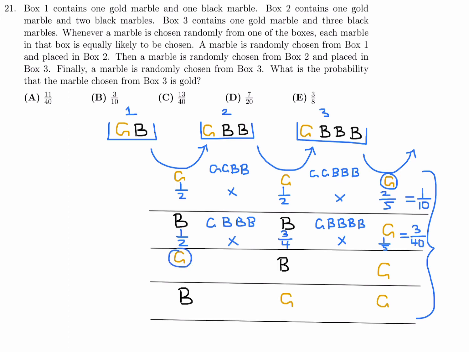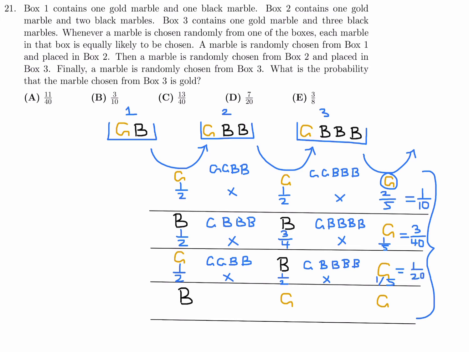Okay, by now you're an expert, so I'll just fill in the numbers. You don't need me to walk you through it. So this is a half. This is going to be GGBB. This will be a half. This will be GBBBB. And therefore this will be a 1/5. Multiplying these numbers, we get 1 over 20.